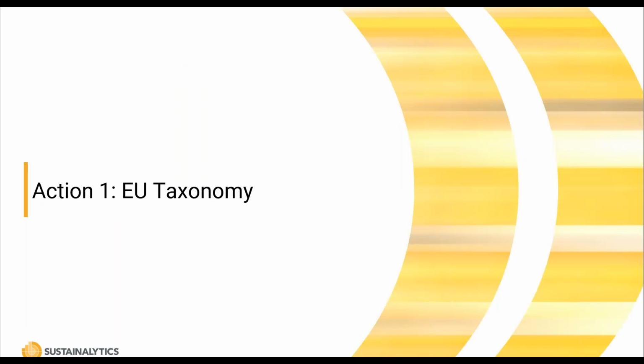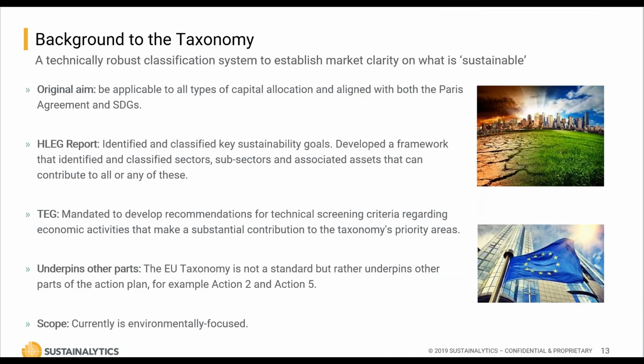So to just start off with, I'm going to just talk about Action 1, the EU taxonomy, which has seen a lot of talk and coverage in recent months. In terms of the taxonomy, the original aim was to create a technically robust classification system that helped establish what was sustainable and that was applicable to all types of capital allocation.